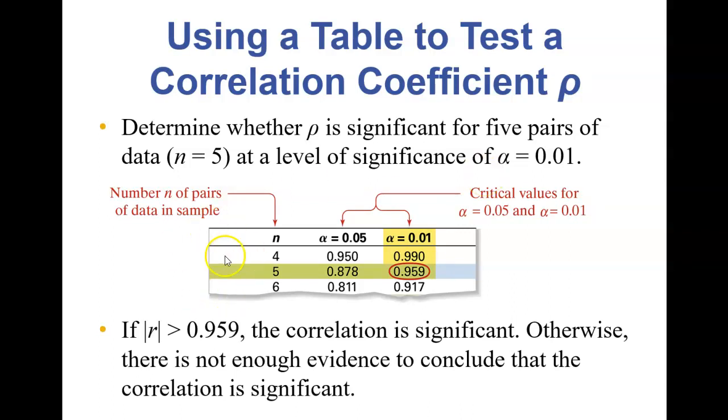So let's take a look at what we have here. Determine whether rho is significant for the 5 pairs. So my n value is 5, and my alpha value is 0.1. My critical value is 0.959. So what I do is I compare my r to the critical value. If r is greater, then the correlation is significant. If not, there is not enough evidence to conclude that the correlation is significant.